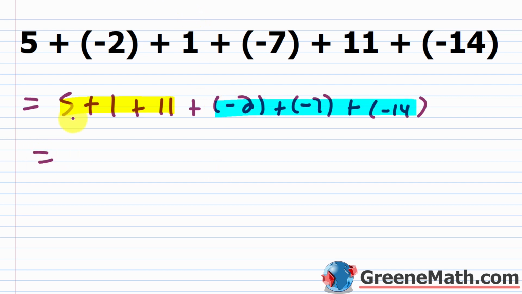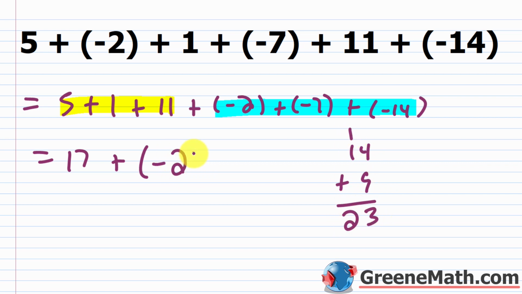So what is 5 plus 1? That's 6. 6 plus 11 is 17. Again, you can always stop and do a vertical addition. 1 plus 6 is 7. Bring down the 1. So that's 17. So this right here would be plus. Now you have negative 2 plus negative 7 plus negative 14. So I know that's negative. And then just add 2 plus 7, that's 9. And then 9 plus 14, a lot of you know that that's going to be 23. But 4 plus 9 is 13. So put the 3 down, carry the 1. 1 plus 1 is going to be 2. So this would be negative 23 here.